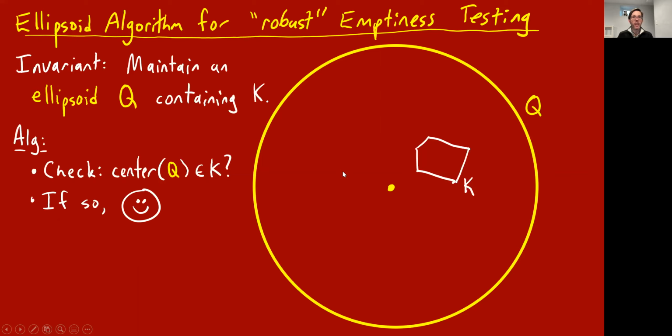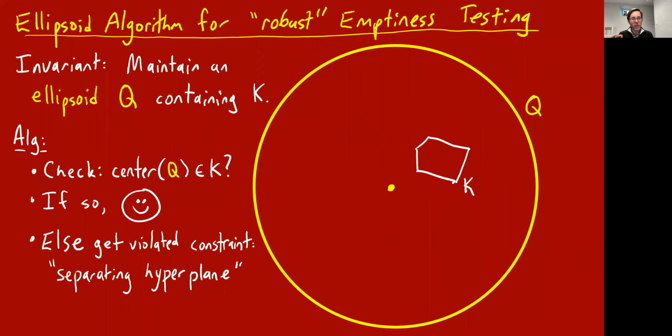So what do you do if the center of Q is not in K? Well, here's the thing. If the center of Q is not in K, it means when you plugged in the center of Q as numbers into the inequalities defining K, at least one inequality was not satisfied. And that violated inequality or violated constraint is called a separating hyperplane. Why? Well, the picture is this.